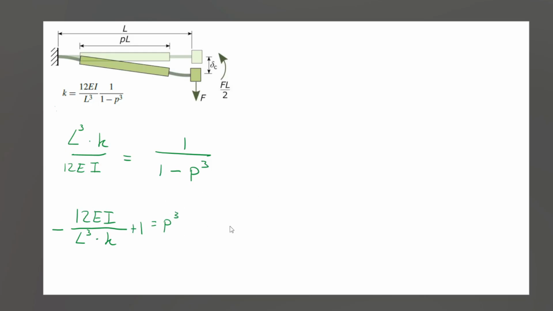So we're almost there. The formula for P as a function of H is the third square root of minus 12 EI over L to the third times K, where of course I is BH to the third over 12. So this is basically what we have, and then of course, almost forgot it, plus 1.